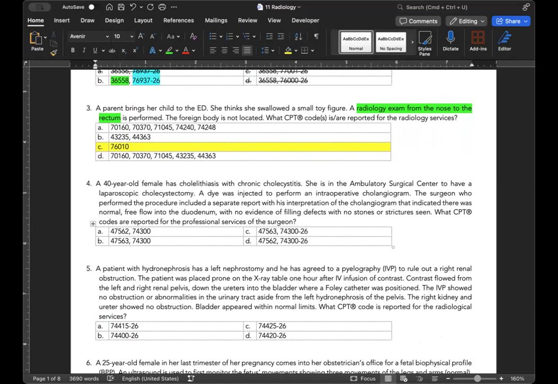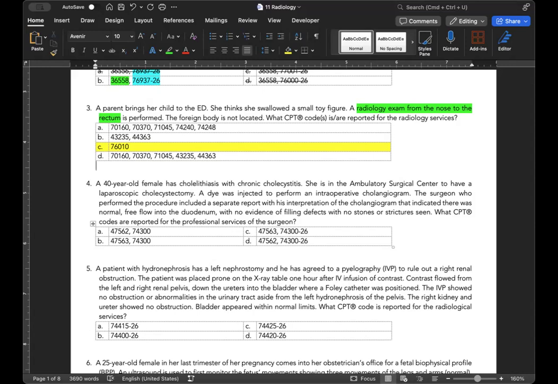Okay. Number 4. I do that every time I see this question. A 40-year-old female has cholelithiasis with chronic cholecystitis. She is in the ambulatory surgical center to have a laparoscopic cholecystectomy. A dye was injected to perform an intraoperative cholangiogram, and the surgeon who performed the procedure included a separate report with his interpretation of the cholangiogram that indicated that there was a normal free flow into the duodenum with no evidence of filling defects, with no stones or strictures.